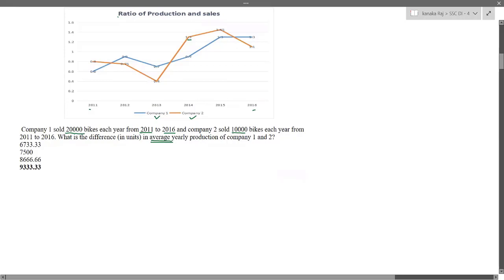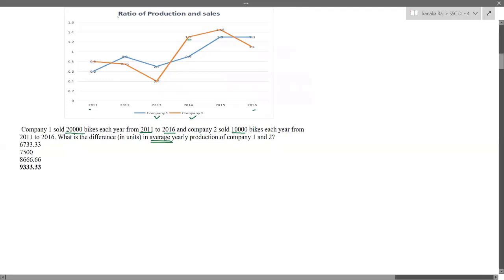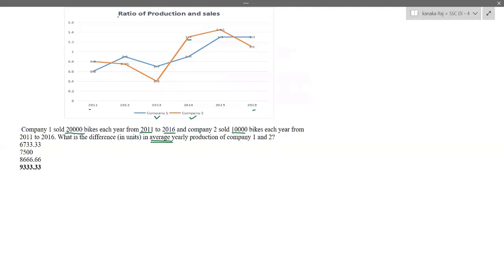So what does this question mean? It means that company 1 sold 20,000 bikes each and every year. The sales of the company did not change. Similarly, even for company 2, it sold the same number of bikes each and every year, that is 10,000 bikes. The sales of company 2 as well did not change.